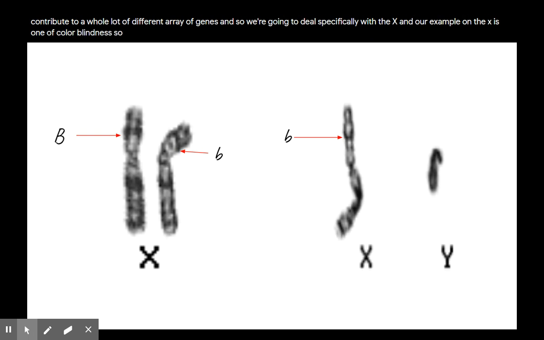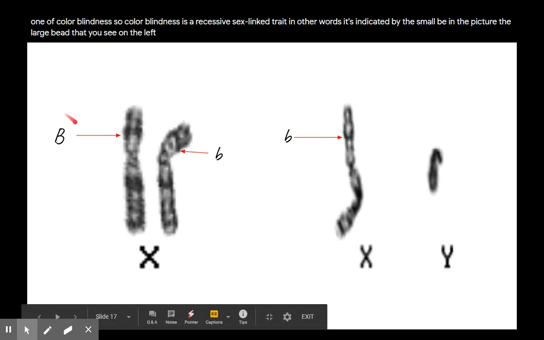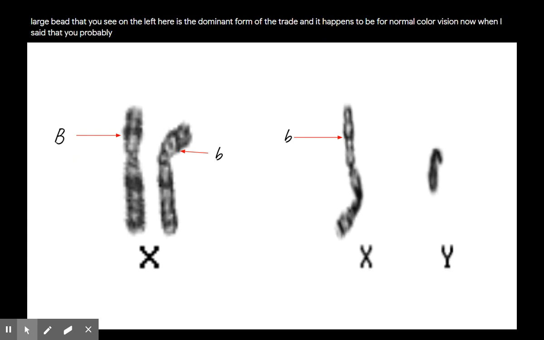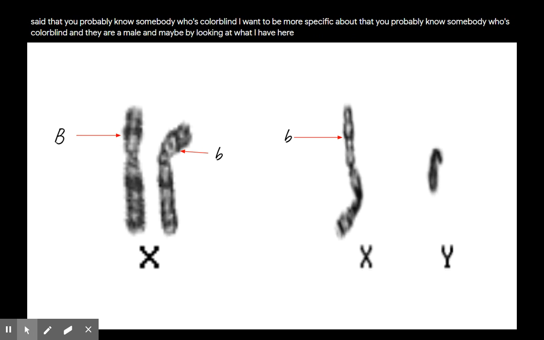So colorblindness is a recessive sex-linked trait. In other words, it's indicated by the small b in the picture. The large B that you see on the left here is the dominant form of the trait, and it happens to be for normal color vision. Now, when I said that you probably know somebody who's colorblind, I want to be more specific about that. You probably know somebody who's colorblind, and they are a male. And maybe by looking at what I have here, you can see why.